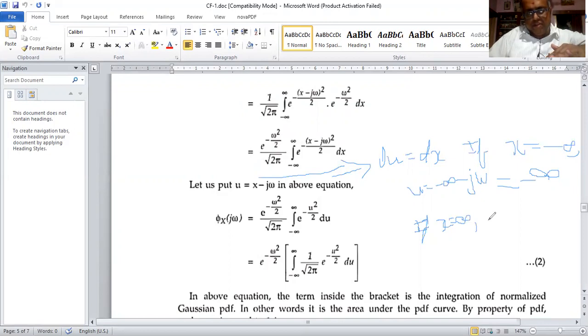If x is equal to infinity, u is equal to infinity minus j omega. If I add anything to infinity, I get infinity only. If I subtract anything from infinity, I get infinity only. So after the change of variables, u also ranges from minus infinity to plus infinity. Here x ranges from minus infinity to plus infinity, and u also ranges from minus infinity to plus infinity only.